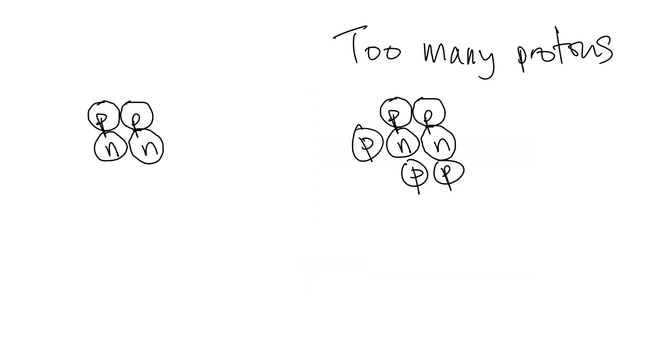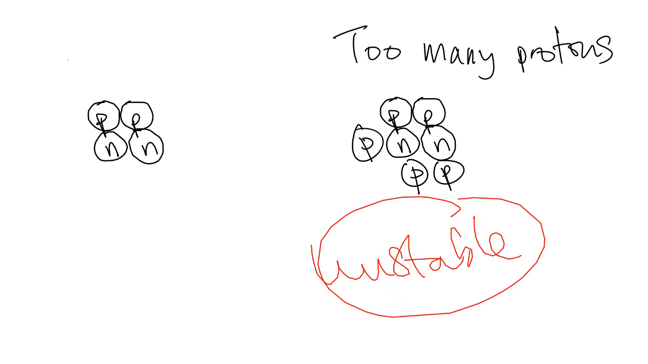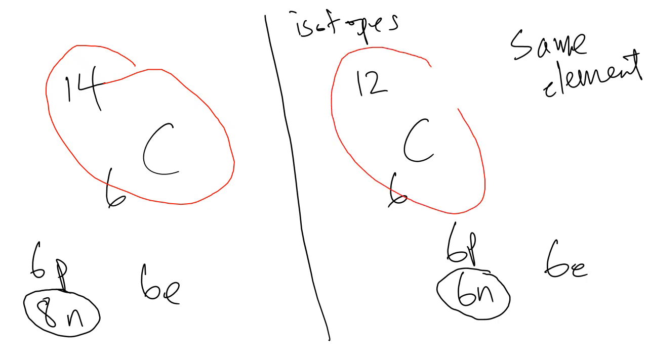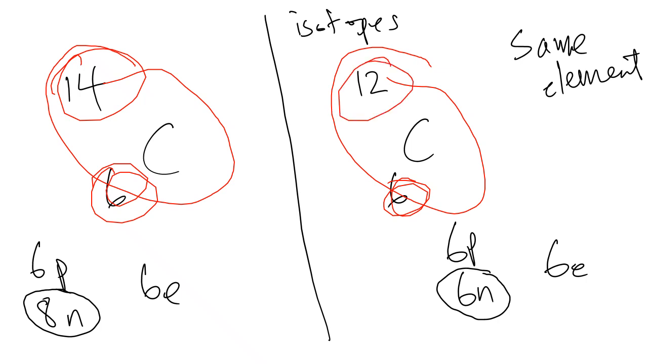Okay, radiation. If you have too many protons, it will be unstable. This one is stable. And so here, unstable will give off radiation. Here, an isotope has the same number of protons, 6, but a different number of neutrons. It's the same element because it has the same number of protons.